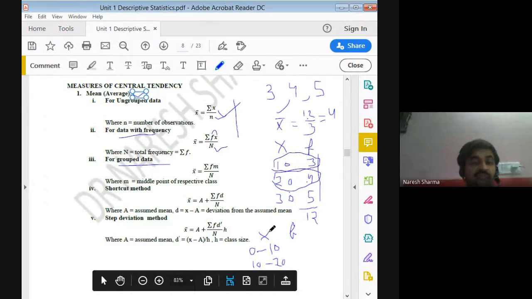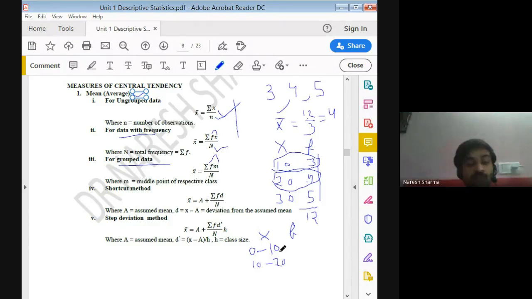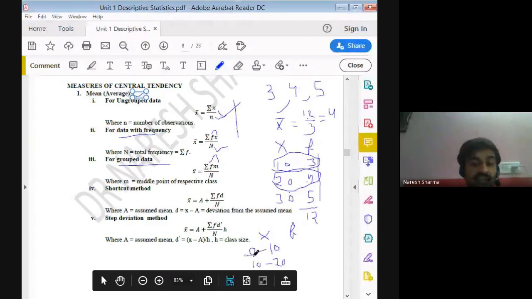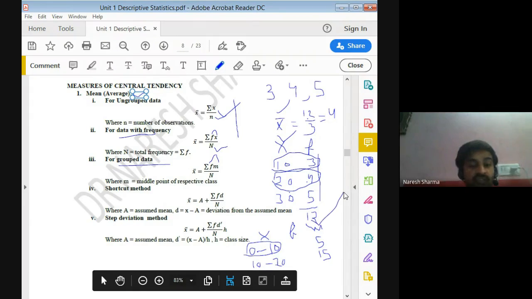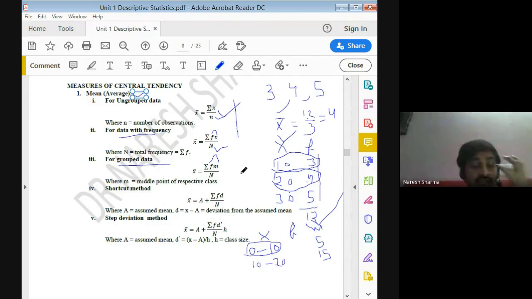In this kind of data we use f into m, and this m is the midpoint of the class. In this example, the midpoint is 0 plus 10 divided by 2, that is 5. 10 plus 20 divided by 2, that is 30 divided by 2, which is 15. So instead of x, as in ungrouped data, we use the midpoint here. That is the only difference in grouped data.